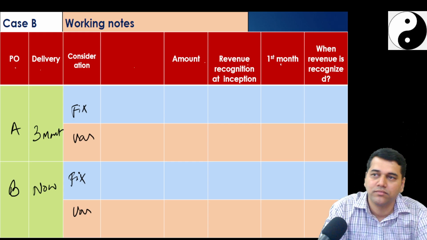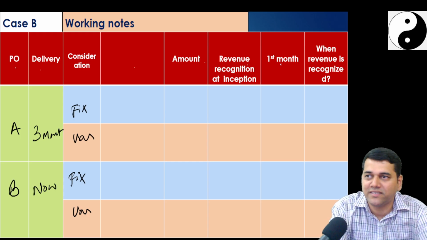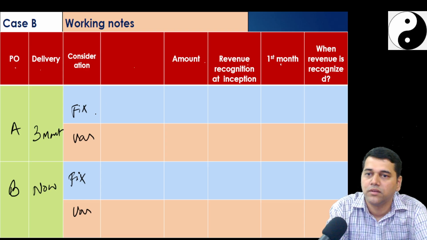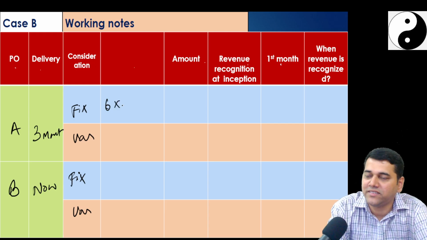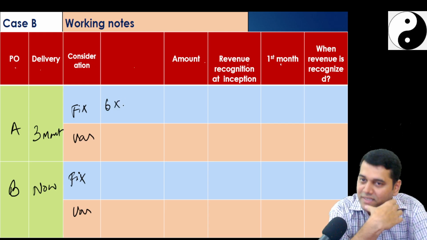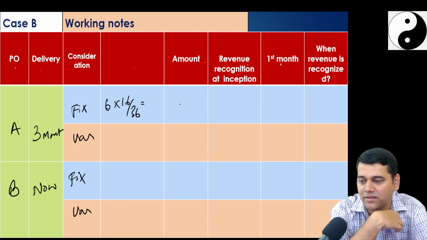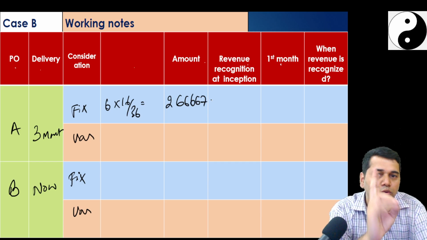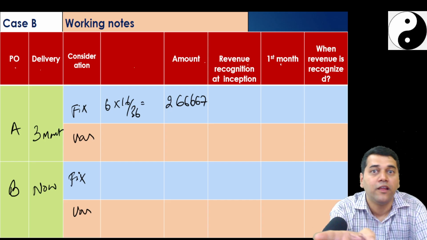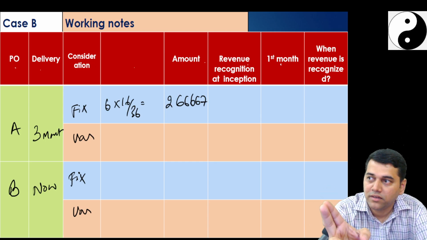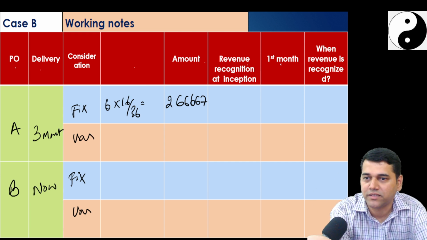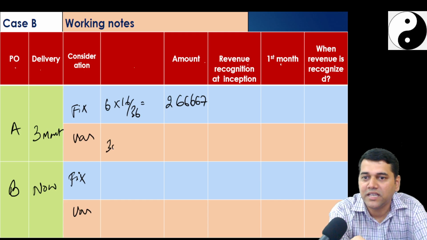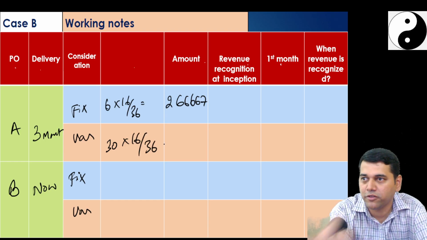Understood? So if I am going to allocate 6 lakhs, how much is going to come based on SSP? 6 lakhs into 16 by 36. Very good. 2,66,667. So out of 6 lakhs, 2,66,000 I will transfer to A, which I will recognize when? After 3 months, the day I deliver it. How much is the variable? 30 into 16 by 36. Variable also I will distribute.